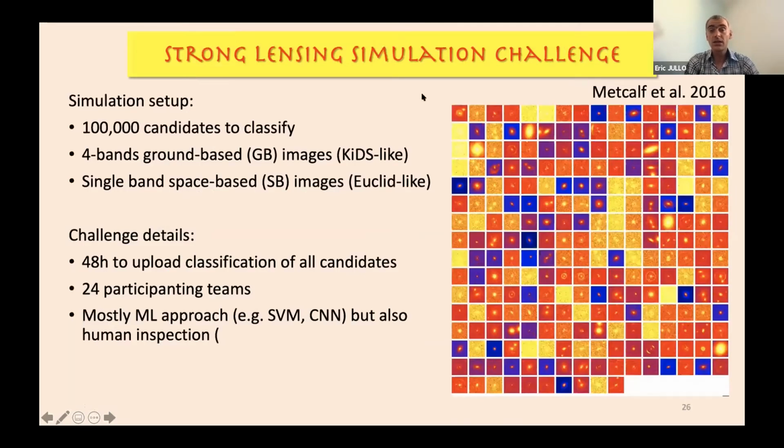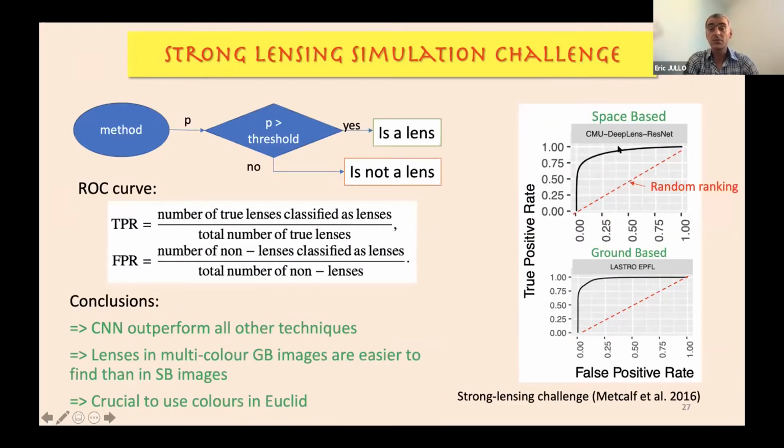So finally, I would like to conclude on some work that we have been doing in Euclid. Here is a challenge that we conducted in 2016 with Ben Metcalfe, and we simulated 100,000 strong lenses, both for KiDS-like and Euclid-like images. There were 24 participants and many techniques, mostly based on neural networks. I don't want to spend time on this technique because I don't have time, but you can see that it's more difficult to find good lenses with space-based images than with ground-based images because the colors help a lot. So even if you have high quality images, it's not sufficient to find multiple images. I think this was the conclusion for this exercise.